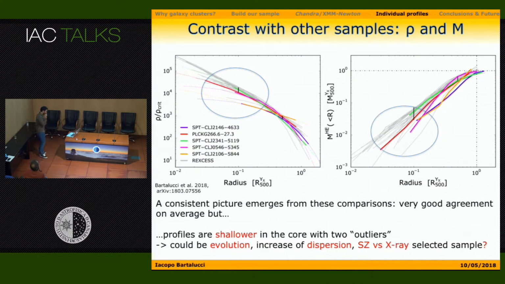Now, the real point is that we are working only with 5 galaxy clusters, so of course we cannot make any type of quantitative statement, but at least what we can do is say that there is a question about the presence of evolution in the inner matter profile, or maybe it's just an effect of the X-ray, but at least we were able to identify some features.